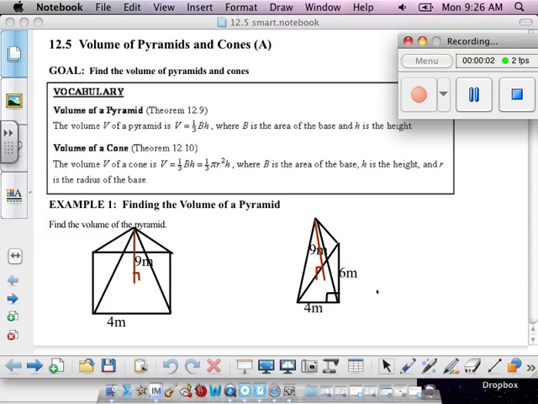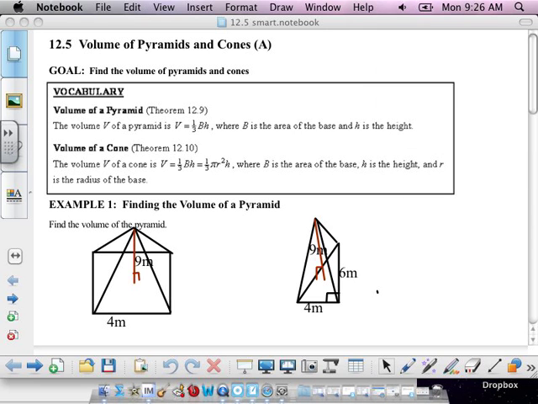All right, ladies and gentlemen, we're looking at the volume of pyramids and cones. So we are looking at the equation for volume of a pyramid: 1/3 the base times the height, where big B stands for the area of the base, and H stands for the height.